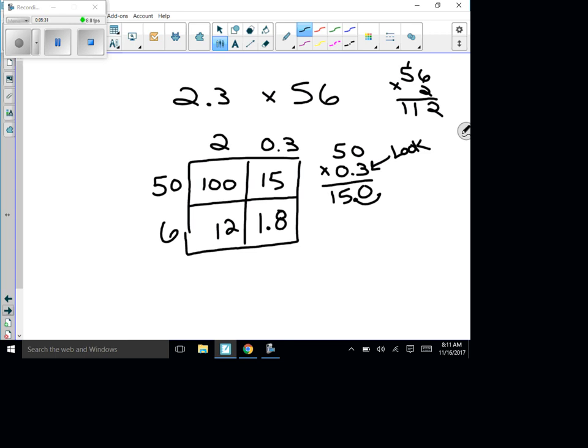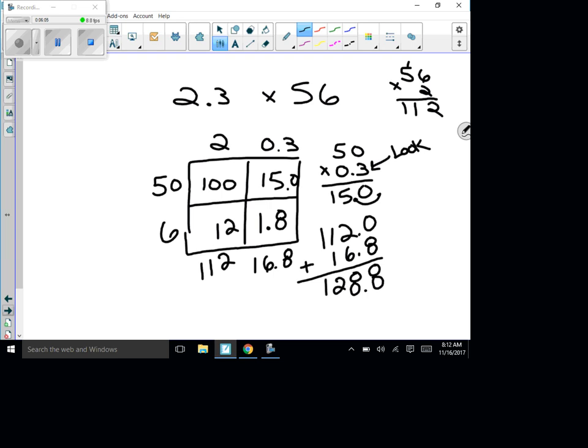All right, so here we have our answers. We have 112. And then we have 15 and 1.8, which makes 16.8. We have 112 plus 16.8. Now I always go back and put a decimal point and a 0 to make it easier to add so I don't mess up. Remember, all the place values line up when you add. So 128.8 is the answer to 2.3 times 56.